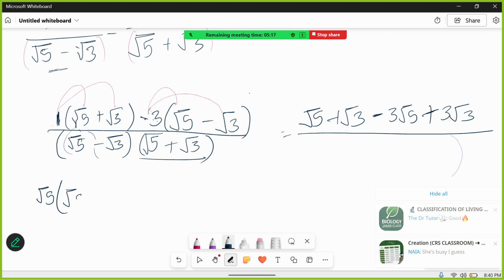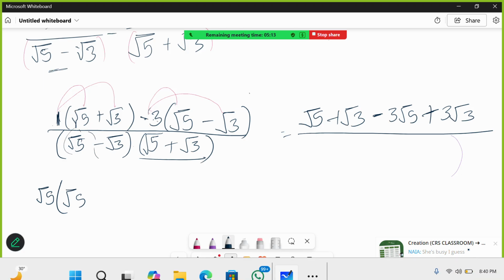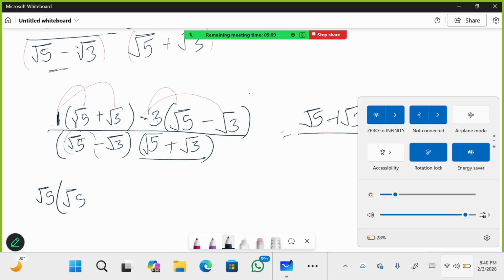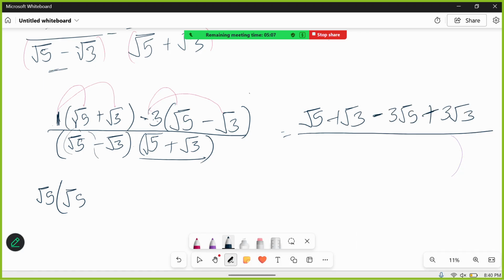That is root 5. How do I stop this notification? My battery will soon be going low too.